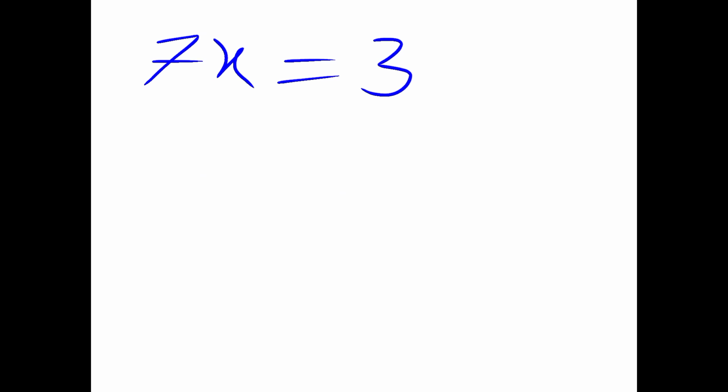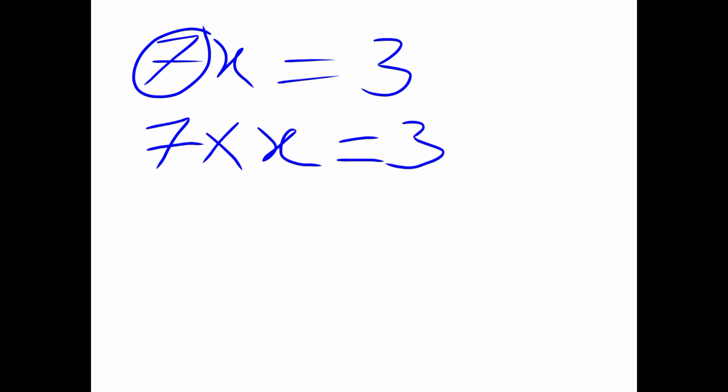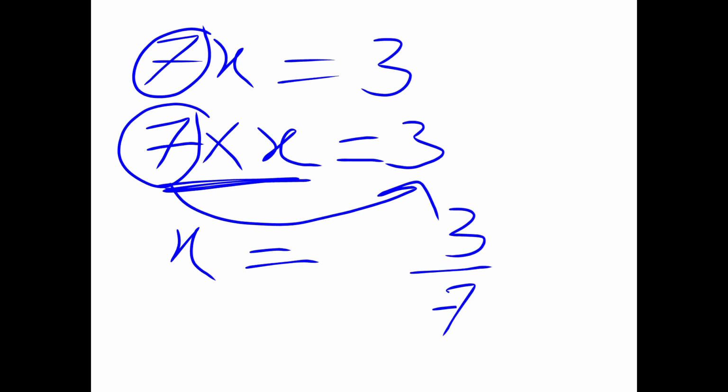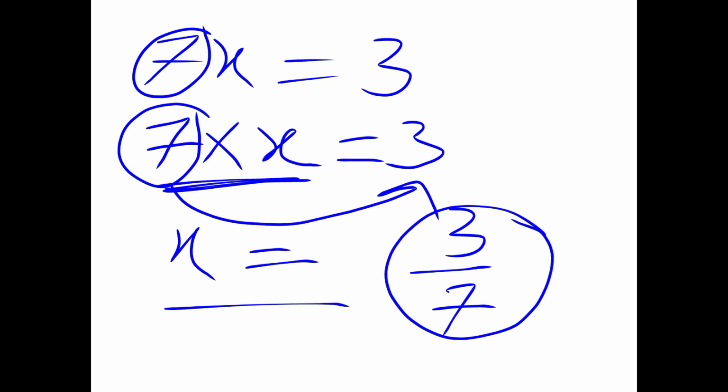Now the transfer method. We have to transfer this 7. 7 is actually in multiplication with x, is equal to 3. Now transfer this 7 to the RHS. Since it is in multiplication, when transferred it becomes division, so x is equal to 3 by 7. This is called the transfer method, right?